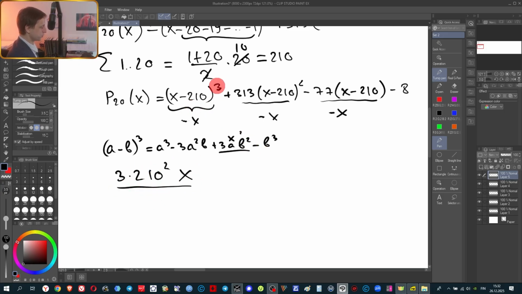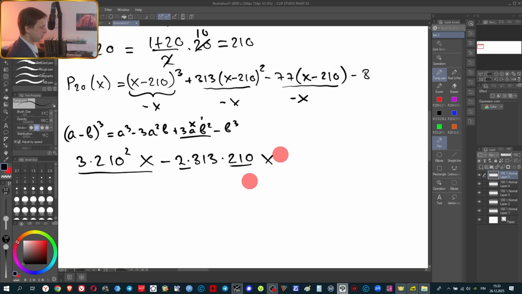It is the coefficient from this expression related to x, plus here related to x we have only the double product. Double product from this square will be 2 times 210 times x times 313 with a minus sign. So the next one will be minus 2 times 313 times 210. It's just the double product from the square. 313 is this multiplication from here, and here we have x. So these are two terms from this, and finally we have minus 77x and nothing else.